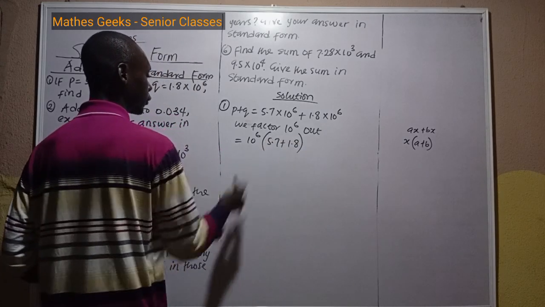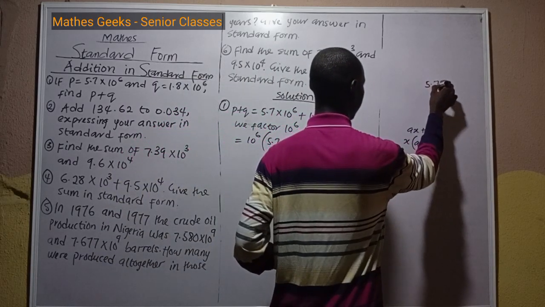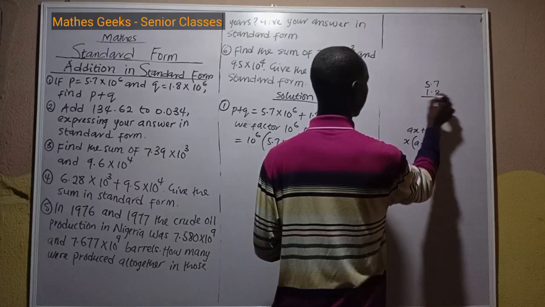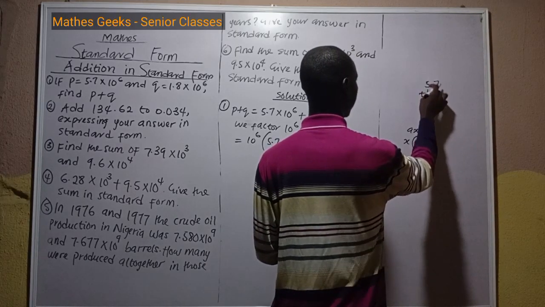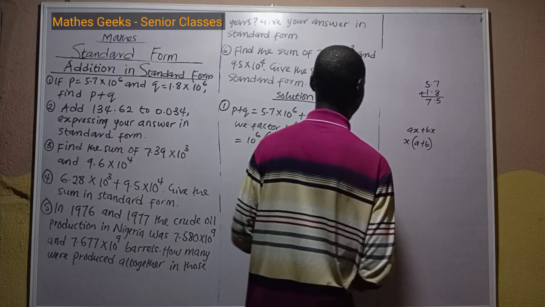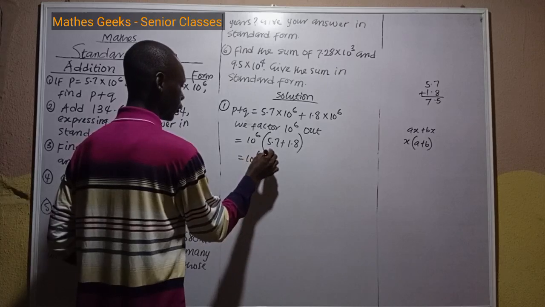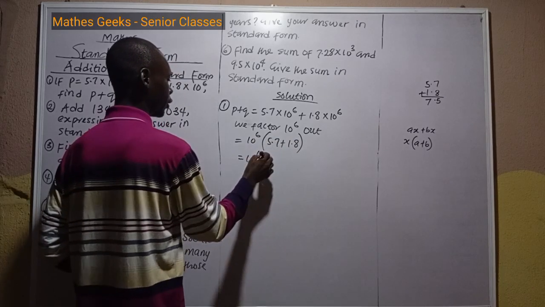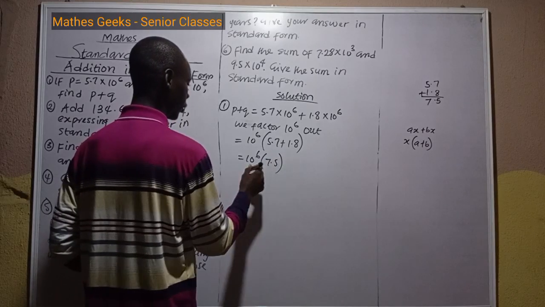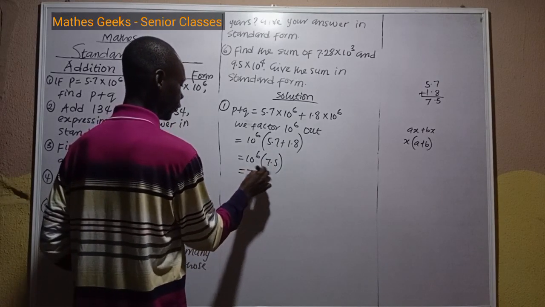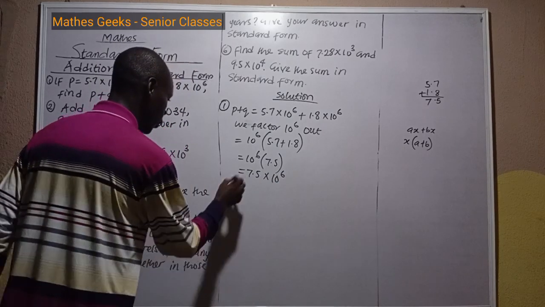Now we can do our addition arithmetic. 5.7 plus 1.8: 7 plus 8 will give us 15, write 5 carry 1, 5 plus 1 is 6, plus 1 is 7, so 7.5. So this is equal to 10 raised to the power 6 times 7.5. Remember the bracket means multiplication. So this equals 7.5 times 10 raised to the power 6. That's number 1.